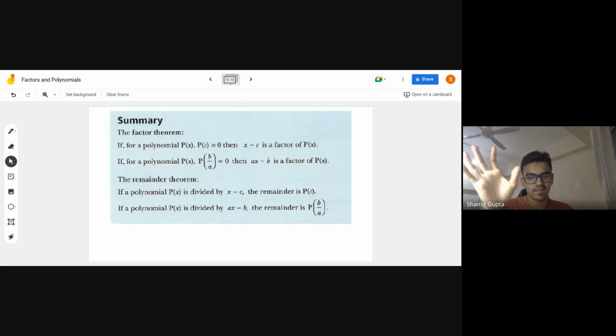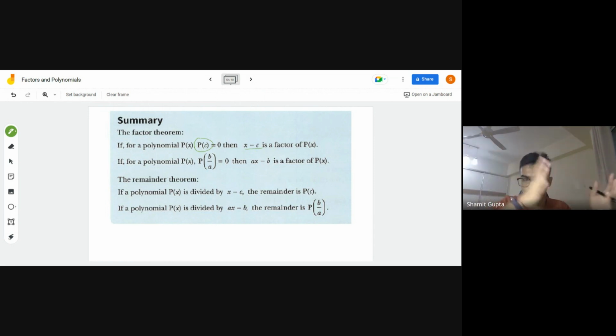If they're going the forward way, I like to go the backward way. As I've taught you, if x minus c is a factor, then p of c equals 0. But you need to know the other way around also. You need to know the other way around also. If 1 plus 1 equals 2, 2 is also equal to 1 plus 1.